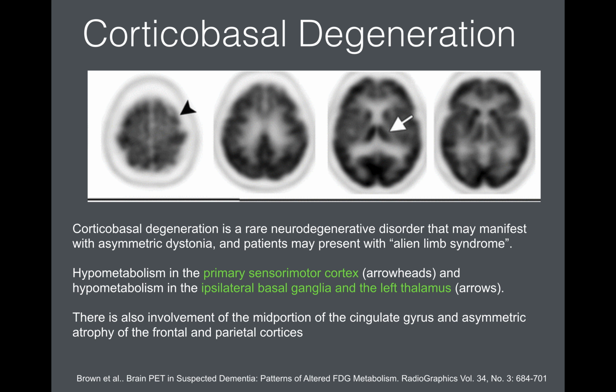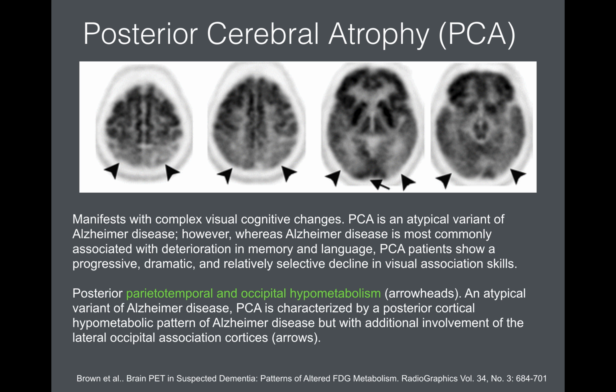Okay, corticobasal degeneration is pretty rare, fairly difficult to diagnose. It has characteristic decreased tracer uptake in the sensory motor cortex and ipsilateral basal ganglia and thalamus. Again, probably not going to be tested in this. This is pretty challenging. Posterior cerebral atrophy is characterized by decreased metabolism in the parietal temporal lobes, as well as the occipital lobes. Again, fairly rare and would be difficult to diagnose.